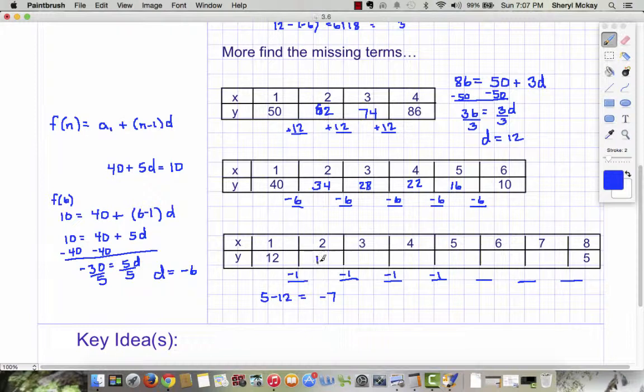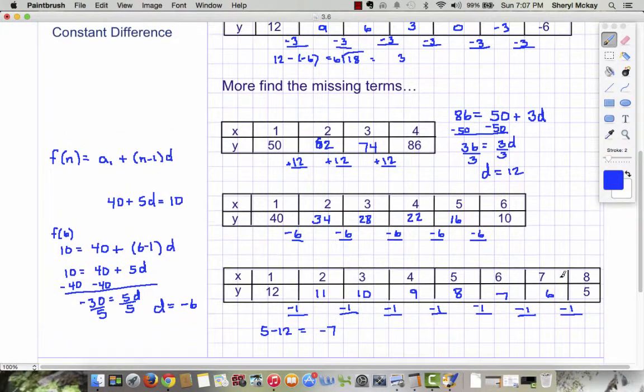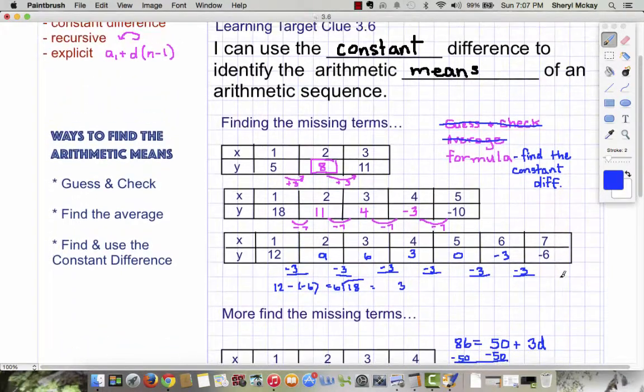So 12 minus 1 is 11. 11 minus 1 is 10. 10 minus 1 is 9. 9 minus 1 is 8. 8 minus 1 is 7. 7 minus 1 is 6. And 6 minus 1 is 5. So it's kind of like solving a little puzzle. And again, there are different ways that you can find these missing terms, which, by the way, when we said arithmetic means, that's what we were talking about, those missing terms. Each of those missing terms is called an arithmetic mean, M-E-A-N, a mean.